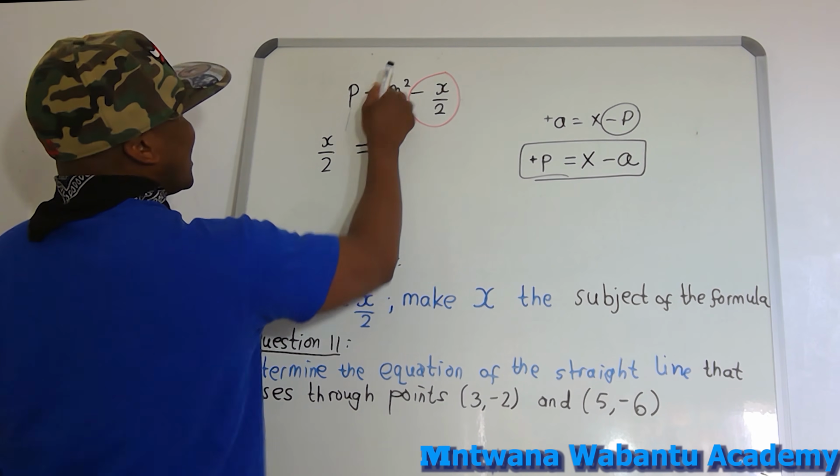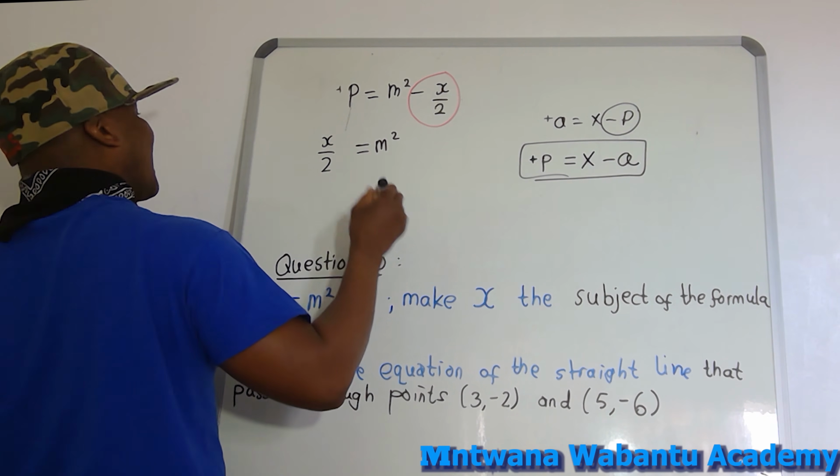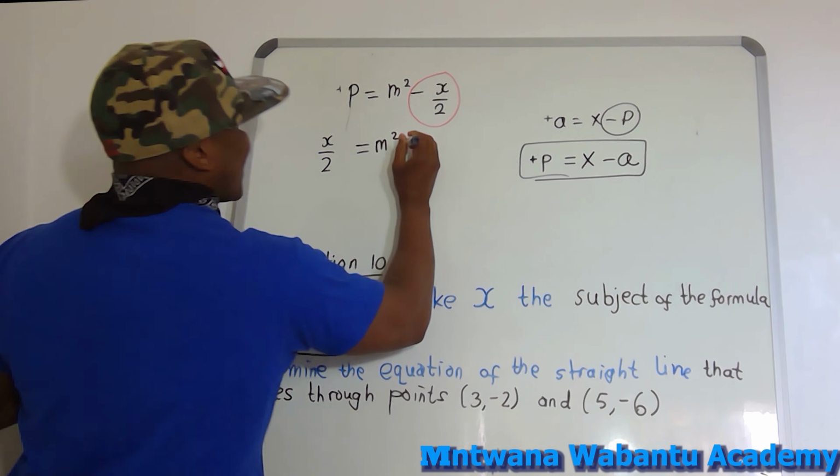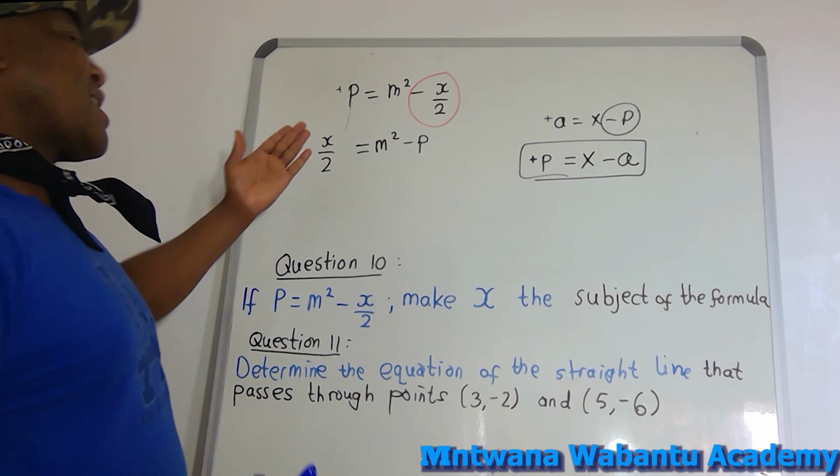So we're going to say equal sign. Here we have m squared. And this p is positive, remember. Even if there's no sign, we take it over the equal sign. So it becomes minus p. Okay, you see what I'm saying? So now we want to make x easy.